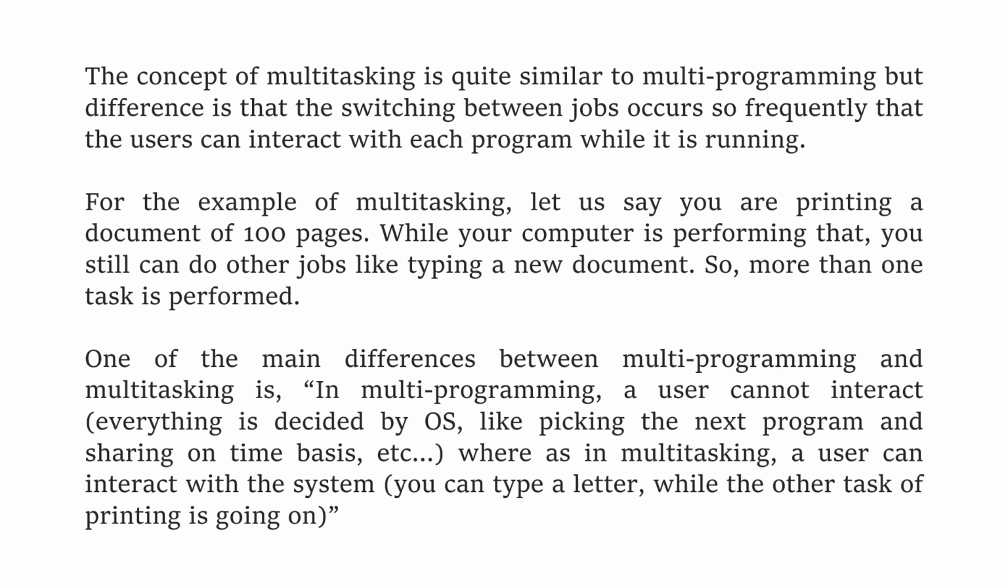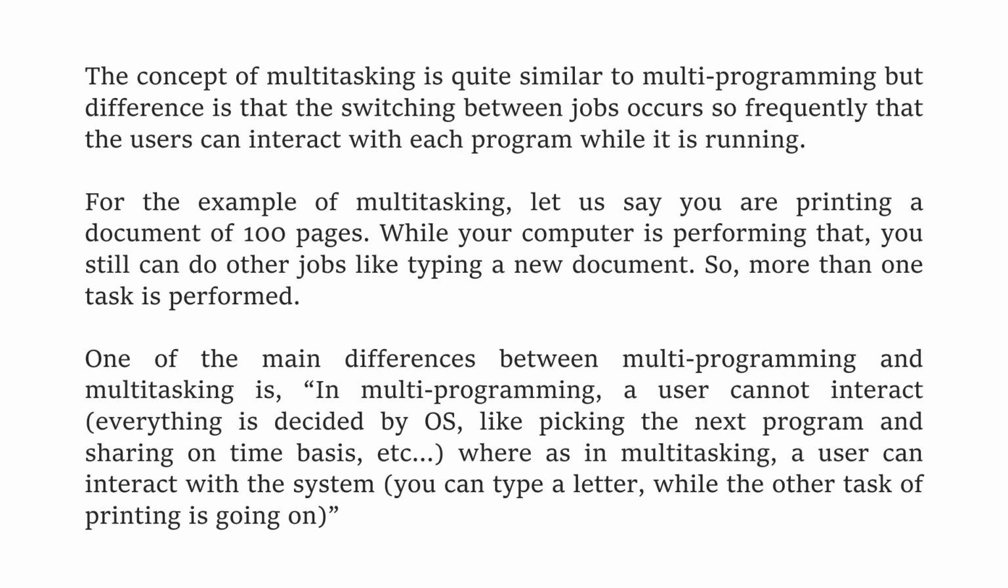Switching between jobs occurs so frequently that the user can interact with each program while it is running. We can explain this difference using an example of multitasking. Let us say we print a document of 100 pages. While your computer is performing that, you can still do other jobs like typing a new document, and so more than one task is performed.